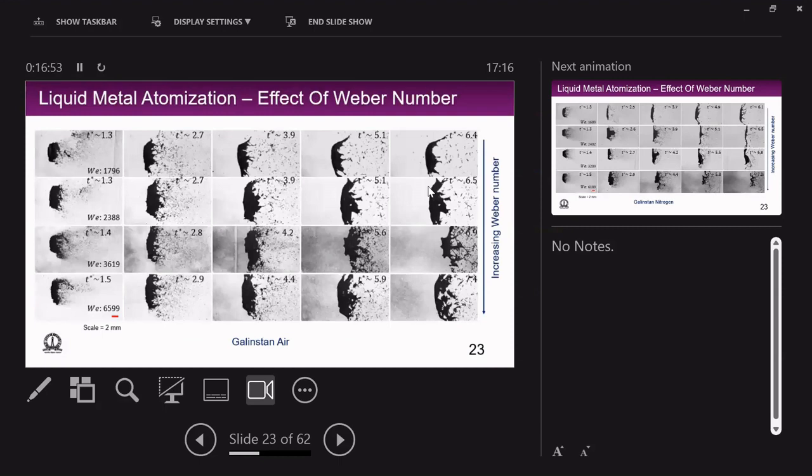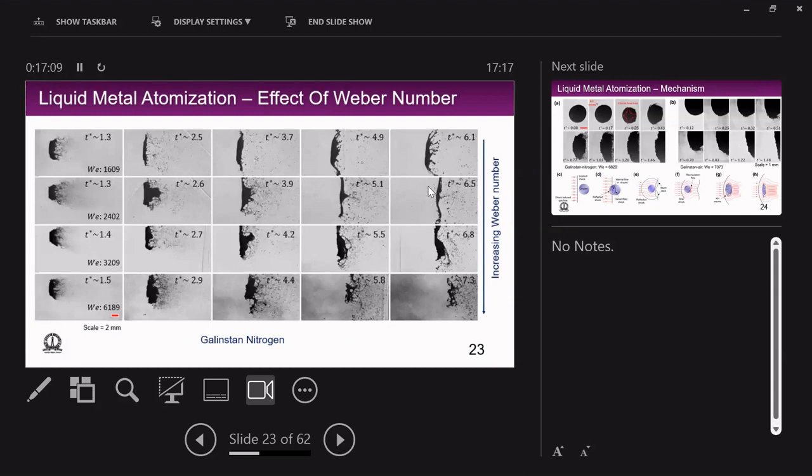You continue to do this, and if you show Galinstan in air at different Weber numbers, for example, even at a very high Weber number of about 7,000, we are still getting this very flaky type of deposits. Not like the catastrophic type that we are accustomed to. Now, if we do this in Galinstan nitrogen, you recover the very misty form of breakup, but even at high Weber number this is not as misty as water, just because of the one order change in surface tension. Surface tension changes by 10 times.